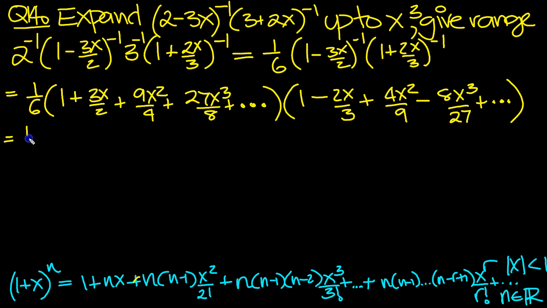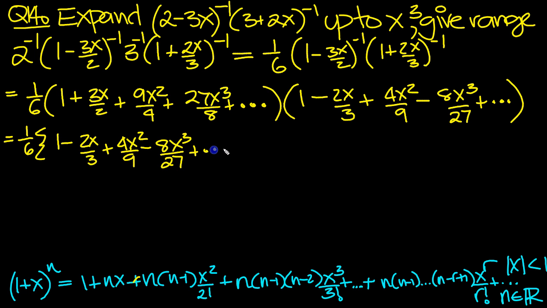So it's equal to 1/6. Now what have we got? We've got one of all these, so let's write that down. 1 minus 2x over 3 plus 4x squared over 9 minus 8x cubed over 27. So one of those, and all of those can be included up to x cubed. Then 3x over 2 times all of these. So 3x over 2 times 1 is 3x over 2. And then the next term will be minus x squared, because 3 over 2 times 2/3 is just 1. So it's minus x squared.